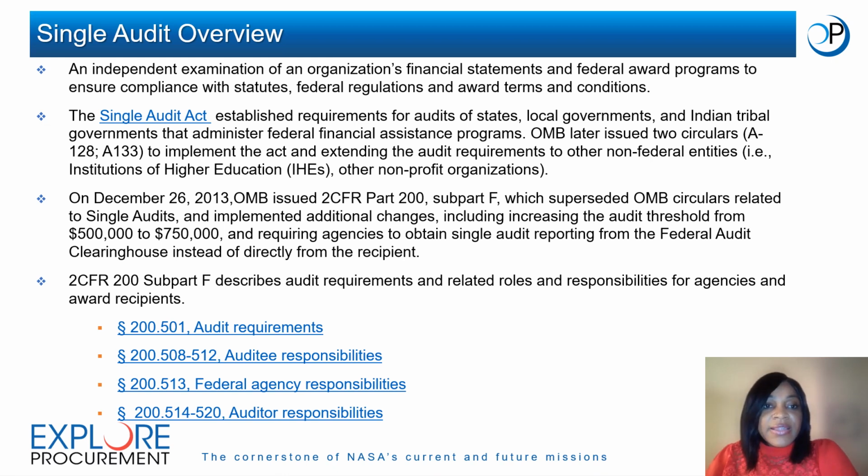On December 26, 2013, OMB issued 2 CFR Part 200, which superseded the OMB circulars related to single audits and implemented additional changes, including increasing the audit threshold from $500,000 to $750,000. The 2 CFR also mandated federal agencies to obtain single audit reports from the Federal Audit Clearinghouse instead of directly from the recipients, which ultimately reduced the administrative burden that was placed on smaller entities.